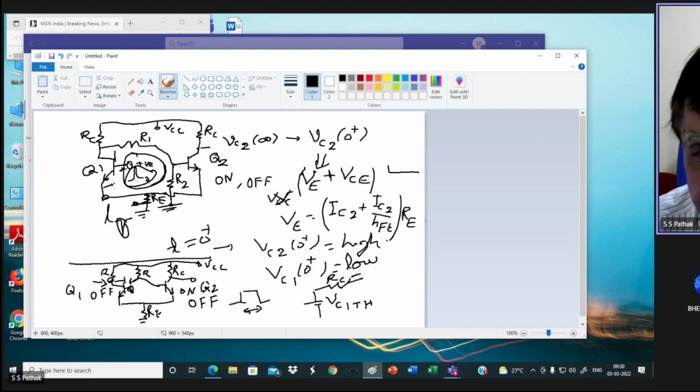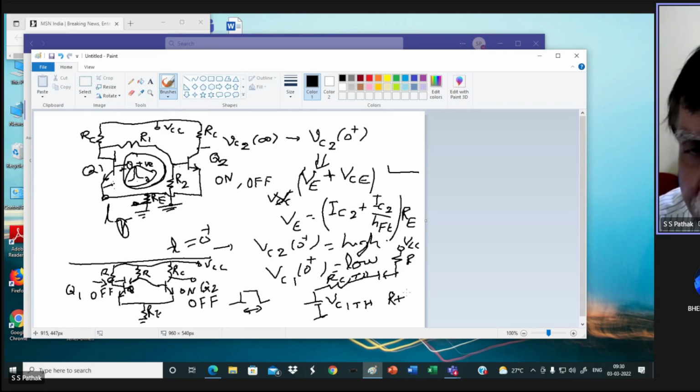C1 Thevenin's equivalent. Here is the capacitor. Here is my R. Here is my VCC. So that is the way this capacitor will be charged. So what is the time constant?